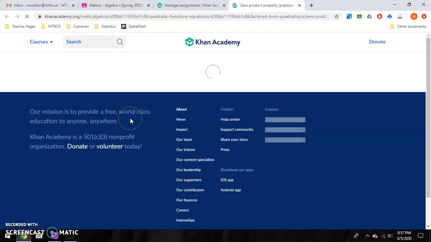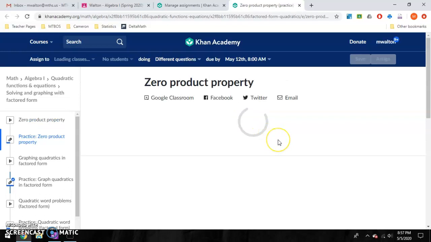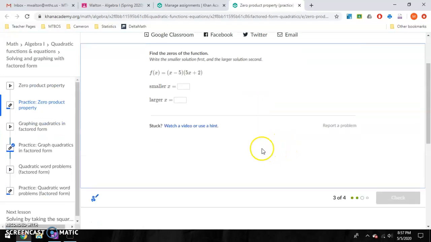All right, and in the zero product property, these problems, internet's slow today, these problems are already factored out for you. They're already factored out. And this is asking you to find the zeros of the function. Find where this is equal to 0. Well, we are simply looking for our x-intercepts. Our zeros are our x-intercepts.